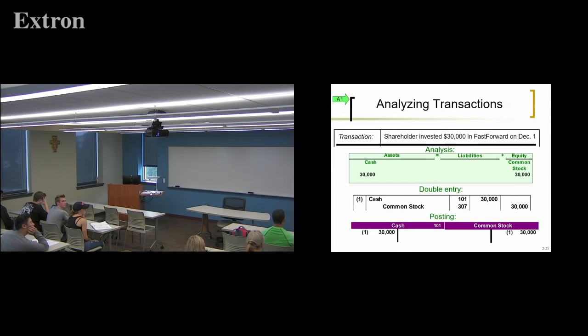Journal, ledger. T account's the shortcut for the ledger though. Remember how I tried to draw a picture of the ledger on the board the other day, and then I kind of highlighted where we get the T from. You guys remember that? Okay, good. And that's where the T account comes from.